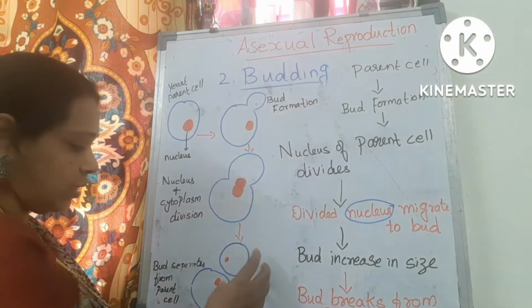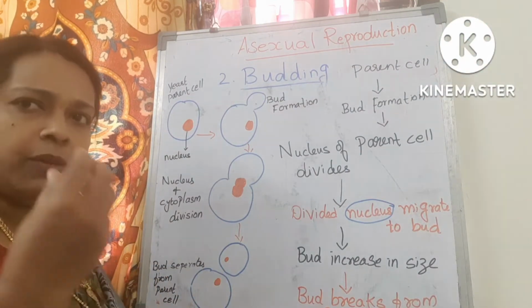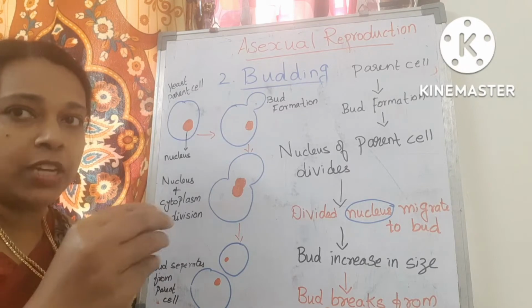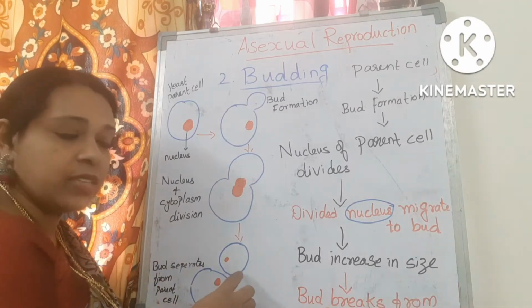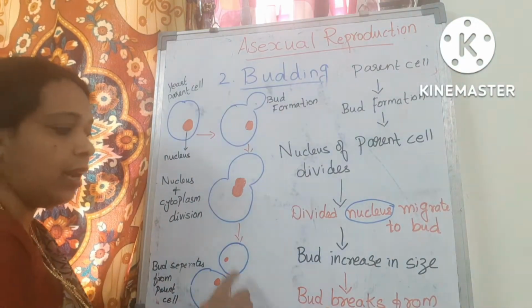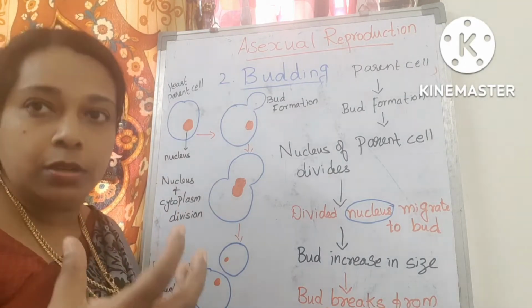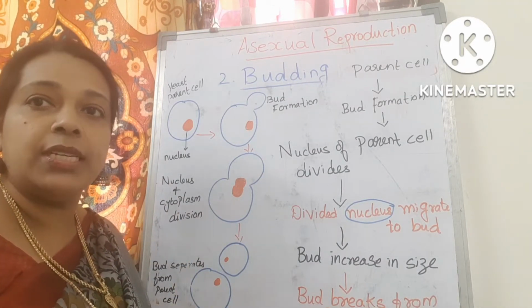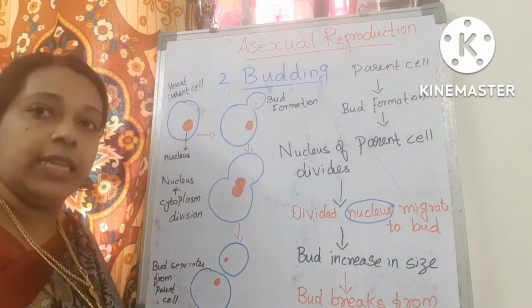And the next stage is that after the bud increases in size, it will be very small at the time of formation and increases in size. The bud breaks off from the parent cell. Okay, the bud separates from the parent cell and it moves away and grows into a new organism, a new yeast cell. So this is the process of budding in yeast.